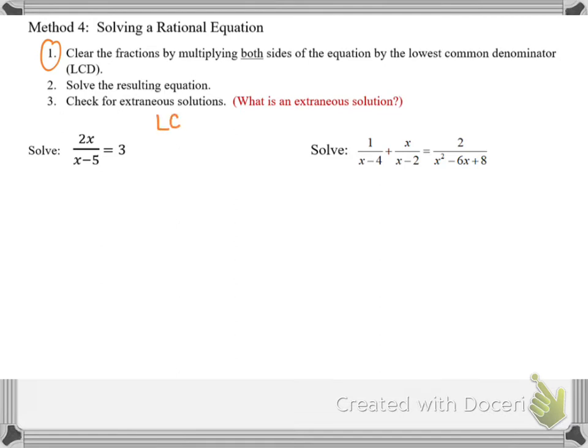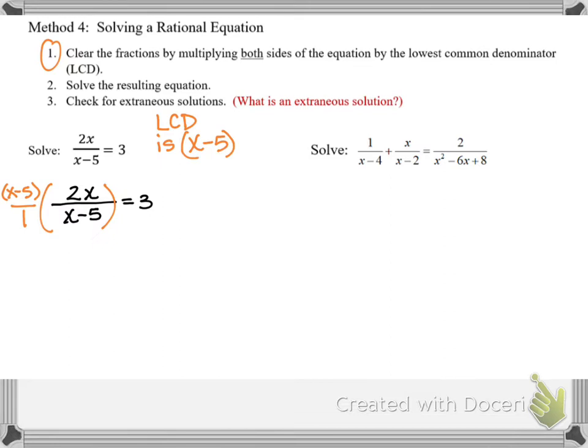So first of all, we want to identify our LCD. In this first example, the only denominator we have is x minus 5, so the LCD has to be x minus 5. So I'm going to write my original equation, and then I'm going to show that I'm multiplying both sides of my equation by the LCD.